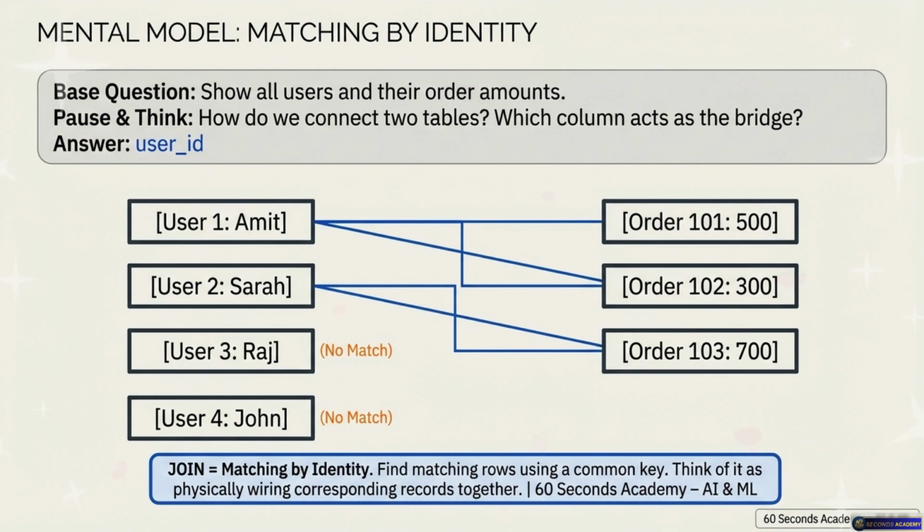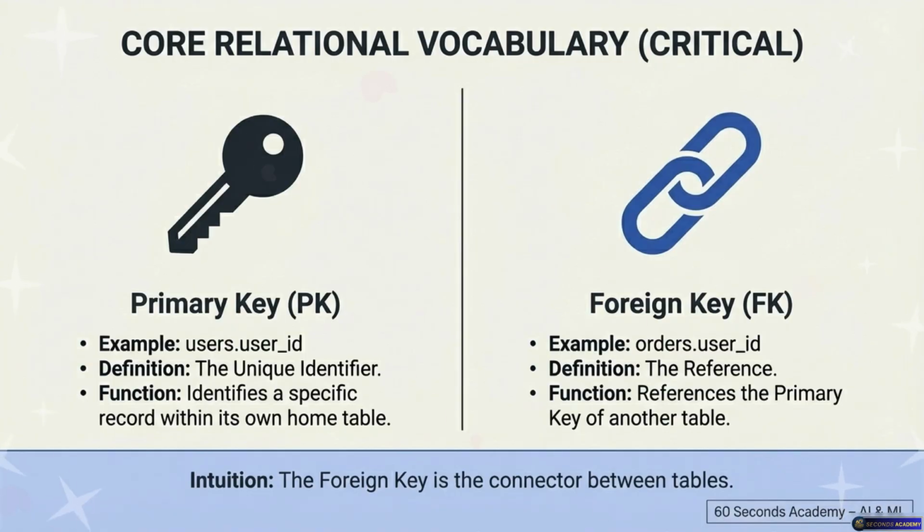Now, to solve the anchor problem of showing all users and their order amounts, we first have to identify the relational constraints. You already know what a primary key and a foreign key are. Right, in the users table, the primary key is the user_id. Exactly. And in the orders table, the user_id column acts as the foreign key. It is the bridge between the two sets of data. But I'm guessing identifying the bridge is only the first step. Oh, absolutely. The interview truly begins when you have to decide how the database engine should actually cross that bridge.